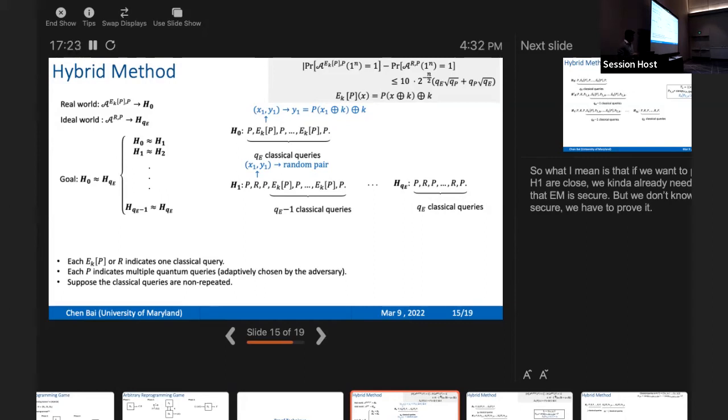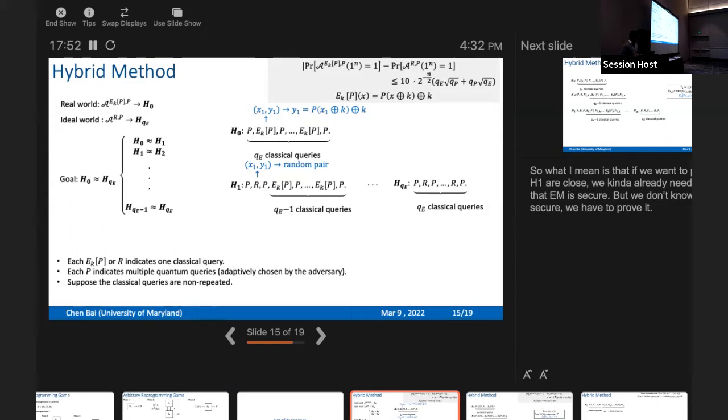Imagine there's an adversary who can actually learn the key in later rounds. Now the adversary knows x1, y1 and the key. Then the adversary can easily distinguish those two hybrids by querying x1 XOR k to the quantum oracle P. Because in H0, it will get y1 XOR k, and in H1, it probably gets something totally independent from y1.